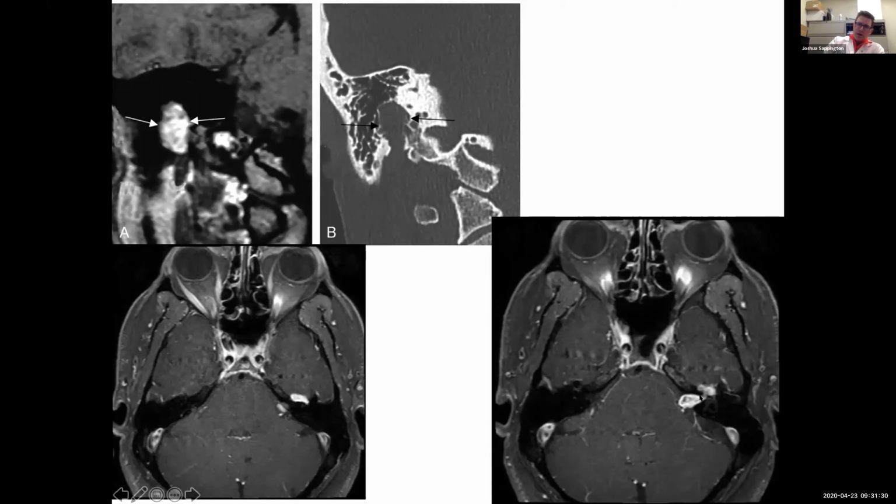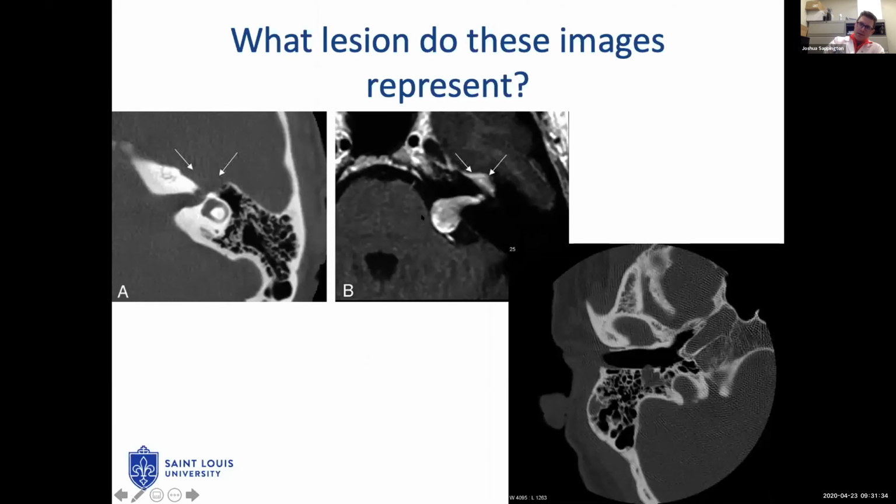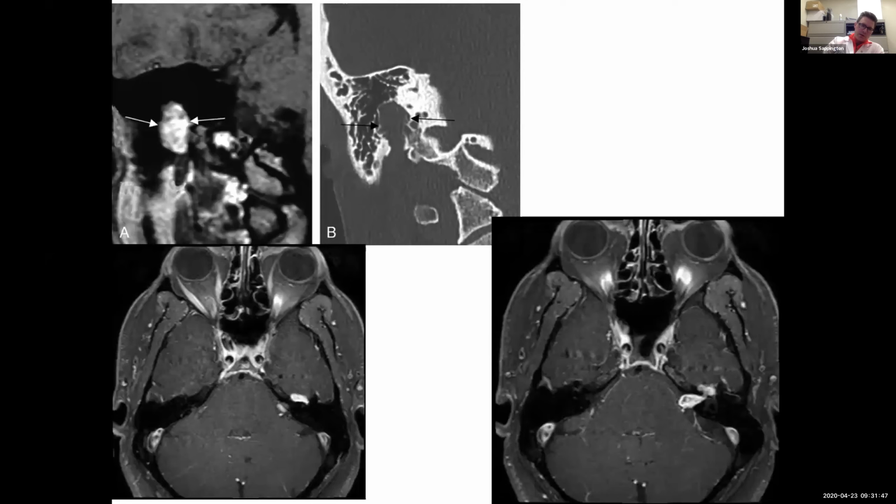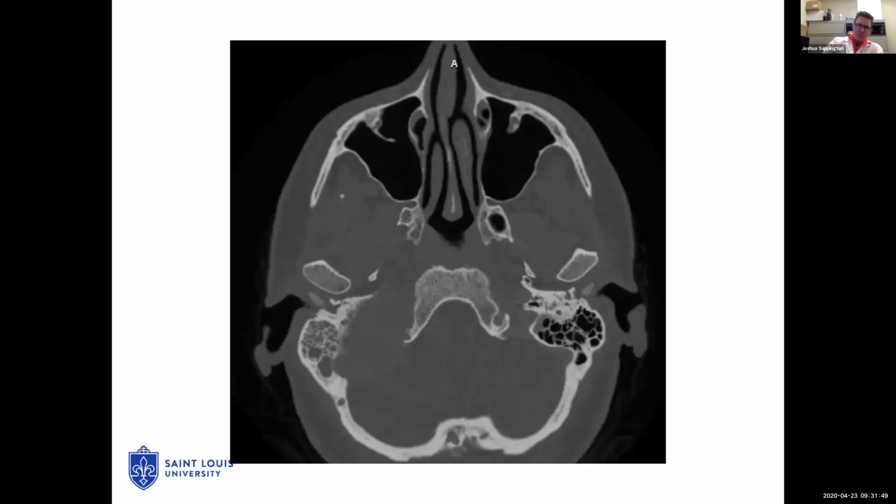Because if this gets to be really large, let's say this doubles in size, you're going to have a hard time getting a nerve to sew to at the brainstem. And it's one of those things, if that's what you have to do, that's what you have to do, but it's something to keep an eye on.